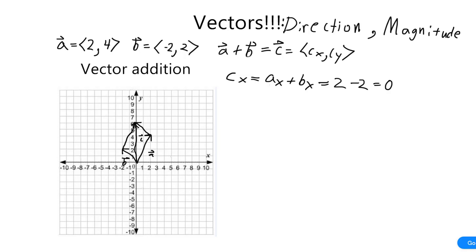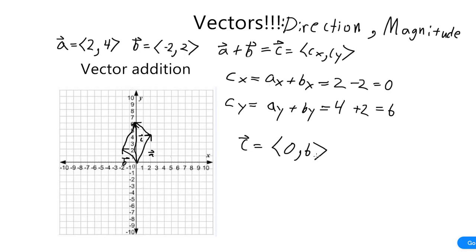In the end, I think that's 6. So yeah, I just can't read past those numbers. But if we do cy, we should just get 6 in the end. So now it's just going to be ay plus by, and in the end we're going to get 4 plus 2, which is just 6. So c in the end is just going to equal 0, 6, which is just this vector in the end.